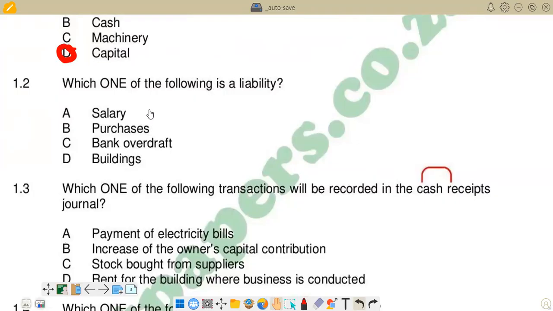We see that salary comes in as an expense. It's an expense to the business, not a liability. Purchases again is not part of liabilities. Bank overdraft now becomes a liability.